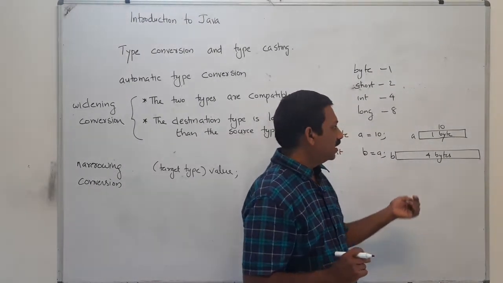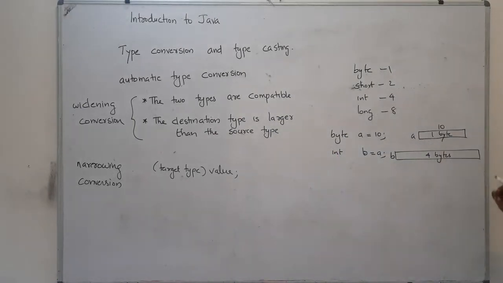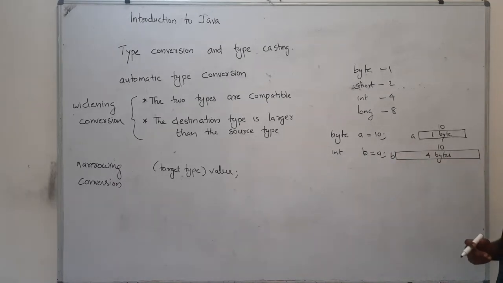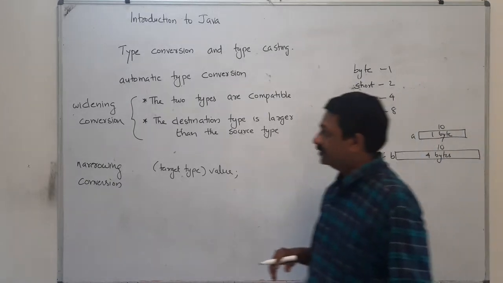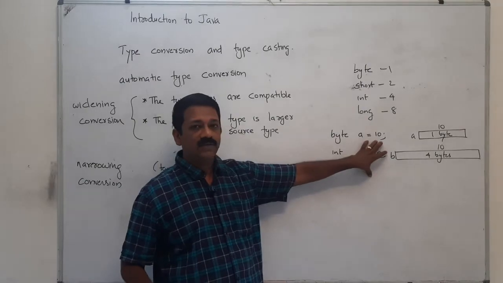There is nothing wrong in assigning this 10 to this place. Okay, now 10 is done. So this is a type of widening conversion.